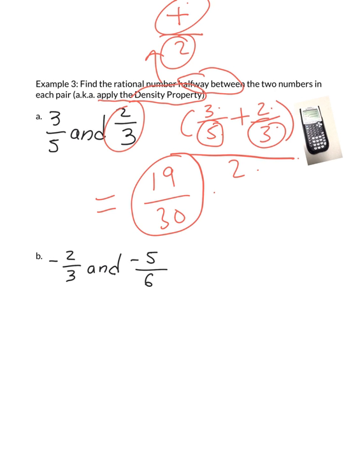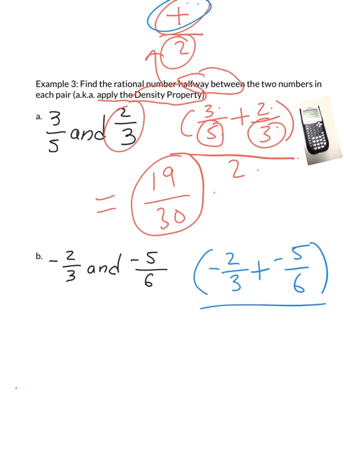Let's try B. So B, again, same directions, apply the density property. They give us -2/3 and -5/6. So negative 2/3, I always add with the density property here, the negative 5/6, and then we always divide by 2 is our formula. Now, you could type this just like that on the calculator, that's fine, but right here, I'm technically adding a negative number.